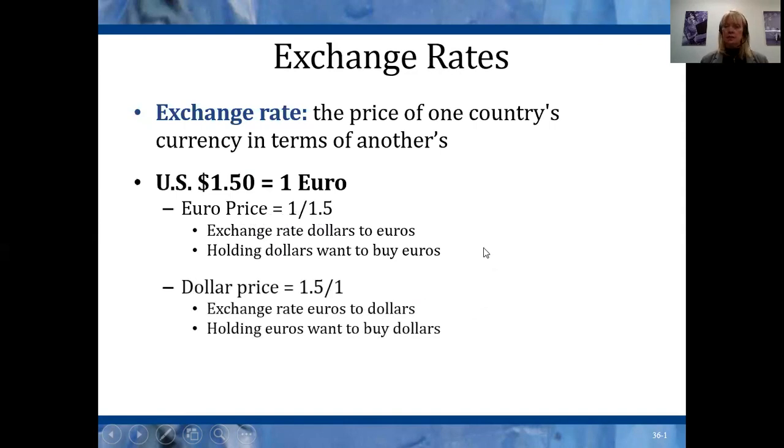Well, then they look at the dollar price. The dollar price is if you want to buy $1.50 US, it takes 1 euro. So if you want to buy $1.50 US, you have to pay 1 euro. That's the exchange rate of euros to dollars. And it's for people who are holding euros who want to buy dollars. Now, who would that be? That would be anybody in Europe who either wants to travel to the US or who wants to invest in an American company or who wants to buy goods produced in America.